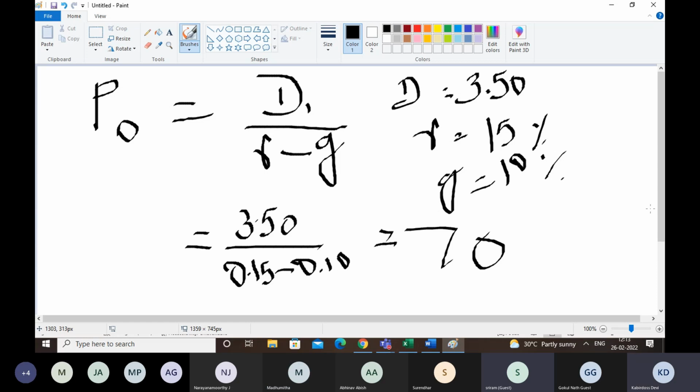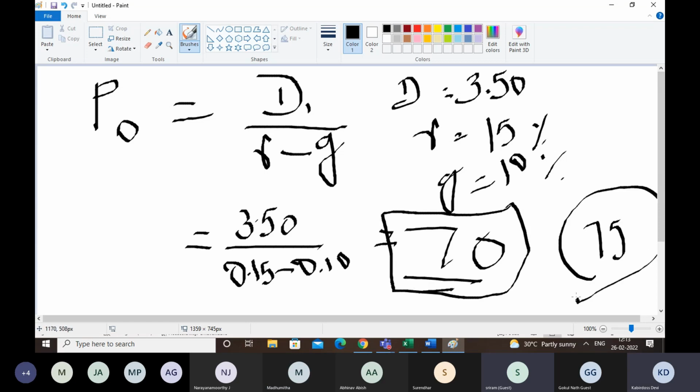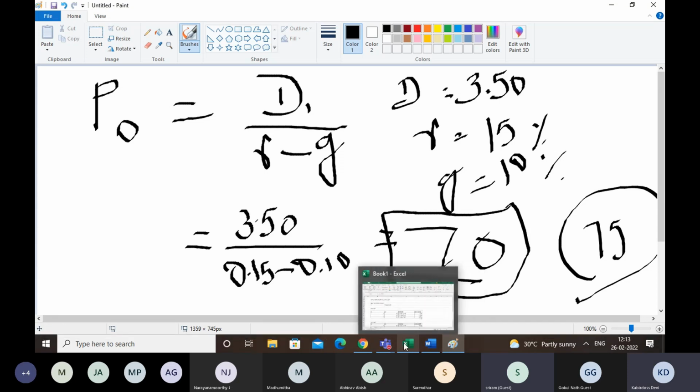So the actual price is 70. Actually it should be 70, but current is 75. So if it is 70, he will buy. When it is 75, he will not buy. So this is the constant value. Another method we also do. So that sum also please take it.